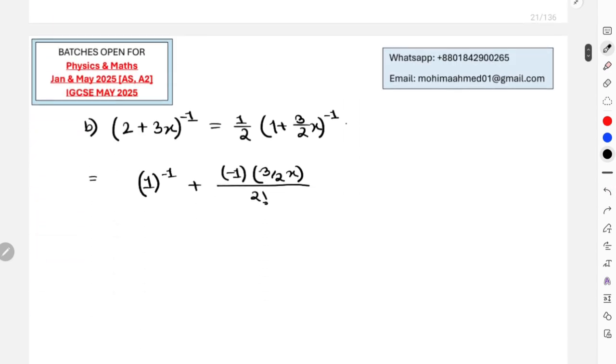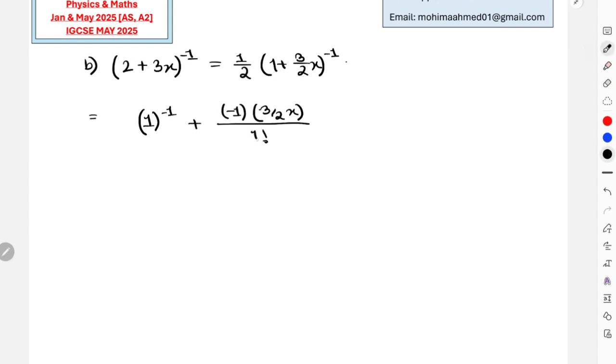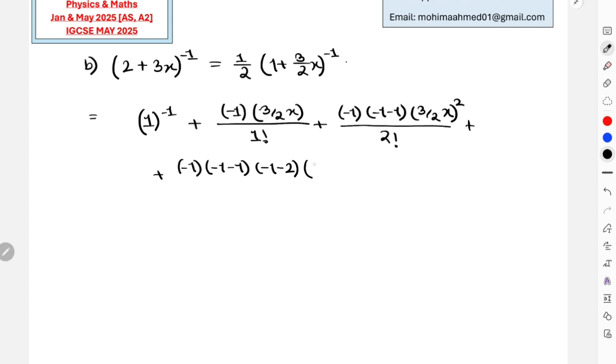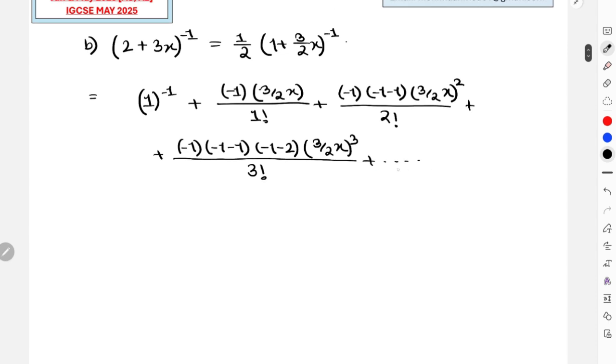Now over here we'll do the same. This is your 1 factorial. I mean, 1 factorial is just 1, no one actually writes it, but let's keep it like this. Then minus 1, minus 1, and (3/2x) squared divided by 2 factorial. Then after that, minus 1, minus 2, minus 3, and (3/2x) to the power of 3 divided by 3 factorial. It will not have enough space for the last term on the same line, so I'll write it over here. Obviously it will continue, so we indicate the continuation with a plus and dots.